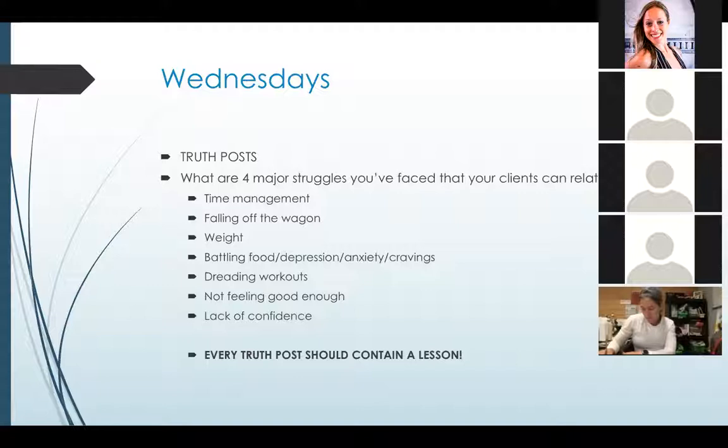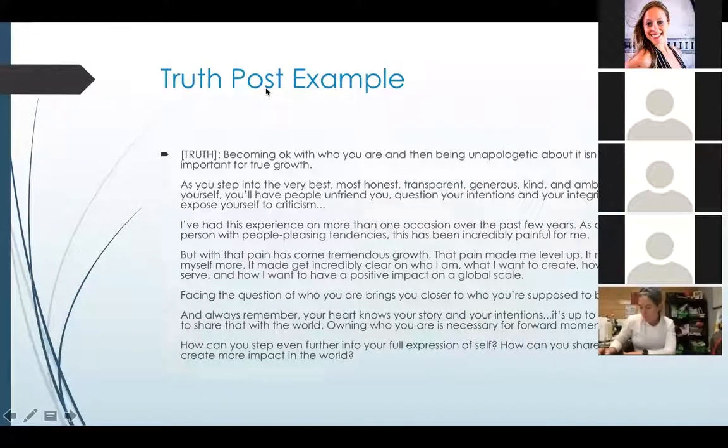That maybe you can relate to their struggles with time management, with falling on and off the wagon, with weight, right? With battling food addictions, cravings, depression, anxiety, with dreading your own workouts, with not feeling good enough, with a lack of confidence, right? So you share those struggles, and then essentially at the end, you tie a bow on it with a lesson, right? So you share your own struggle and then share a lesson. And I'll just show you one of mine.